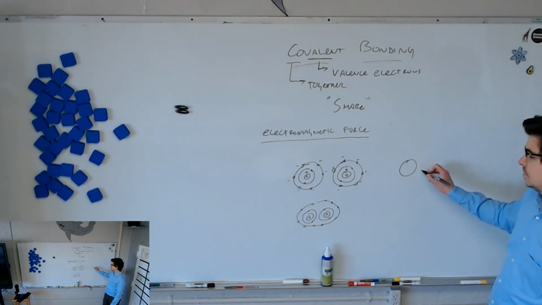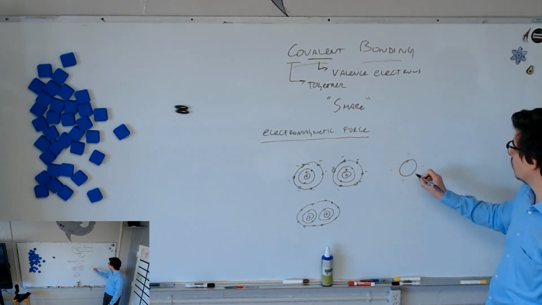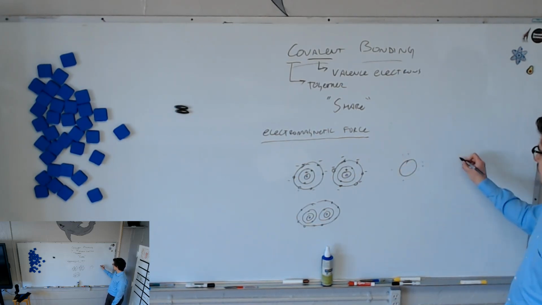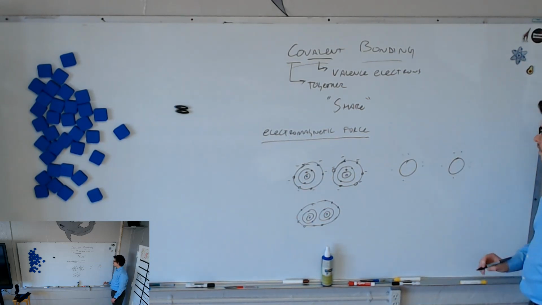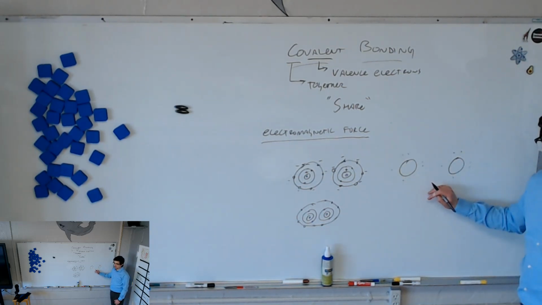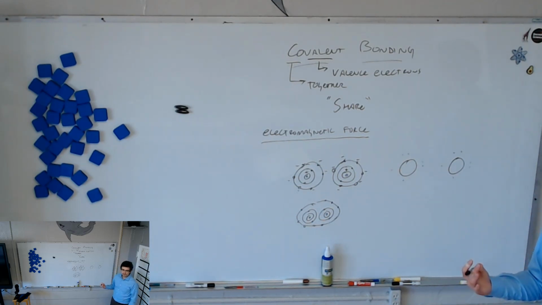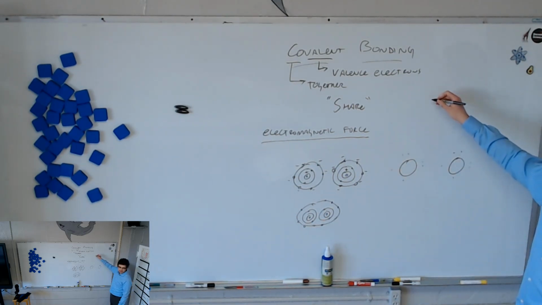6. 1, 2, 3, 4, 5, 6. And then the other one, same thing. 1, 2, 3, 4, 5, 6. So they have the same number of valence electrons. How many do they want, remind me? 8. And do you remember the name of this principle? They want 8 valence electrons, and that's called the what rule?